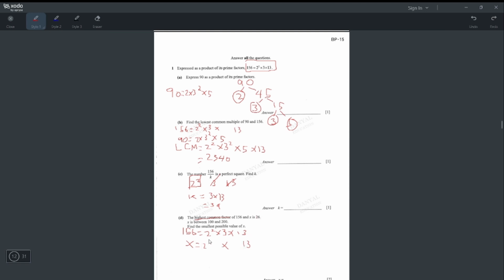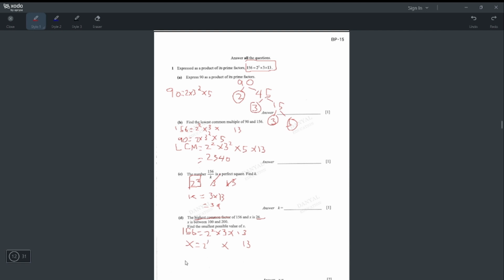So we also know for sure that inside x's prime factors, the power of 2 must be 1 and not anything larger, because if it's anything larger, then the common factor would be more than 26. For example, if this is 2 squared, then the common factor would be 2 squared times 13. Same goes if this is to the power of 3, it would be 2 squared times 13. So we know for sure it's to the power of 1.